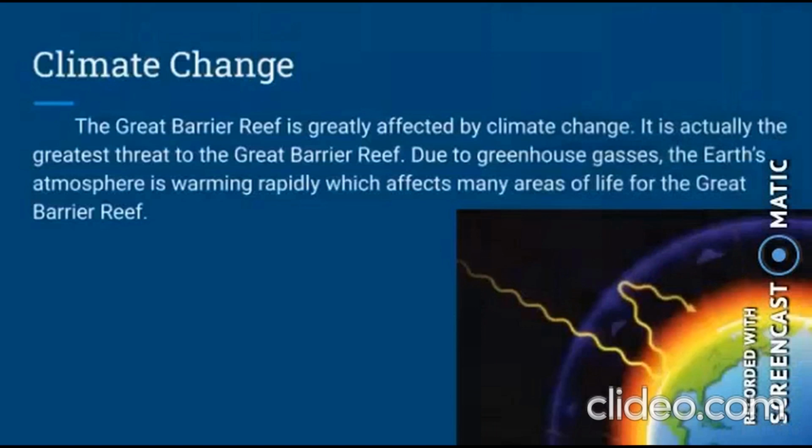To end our presentation, we are going to address climate change. The Great Barrier Reef is greatly affected by climate change. It is actually the greatest threat to the Great Barrier Reef. Due to greenhouse gases, the Earth's atmosphere is warming rapidly, which affects many areas of life in the Great Barrier Reef.